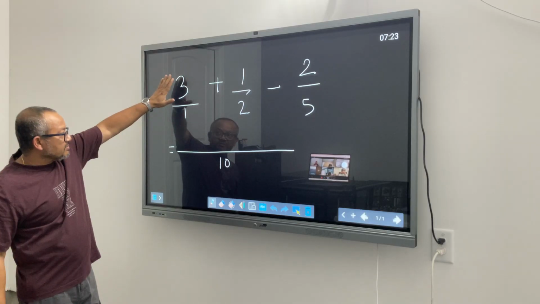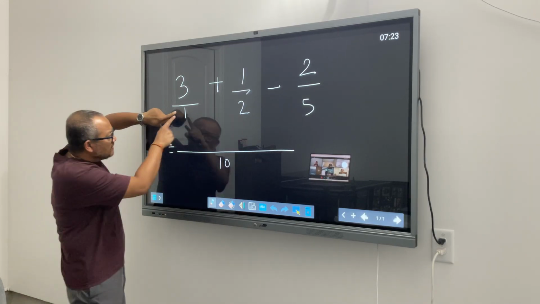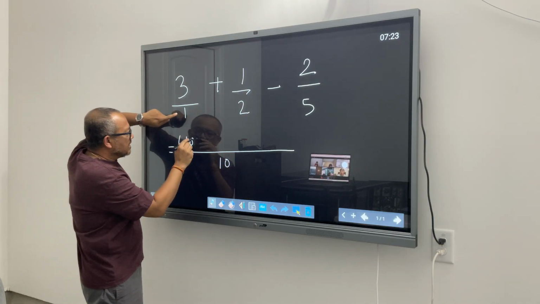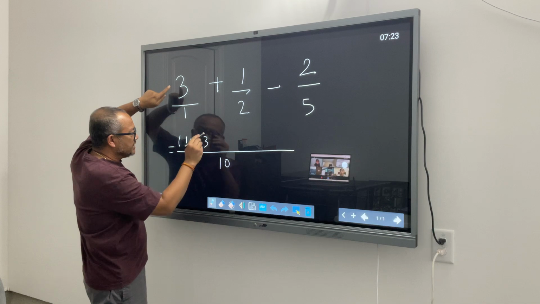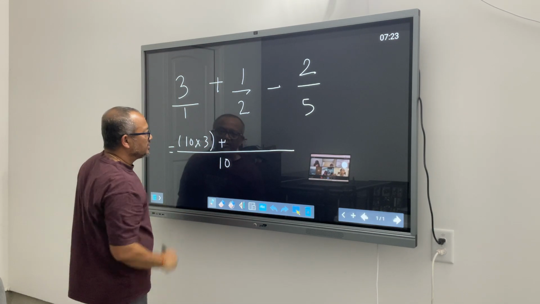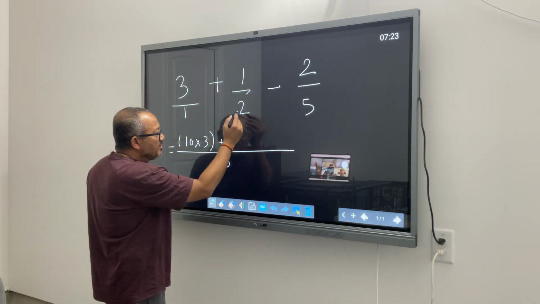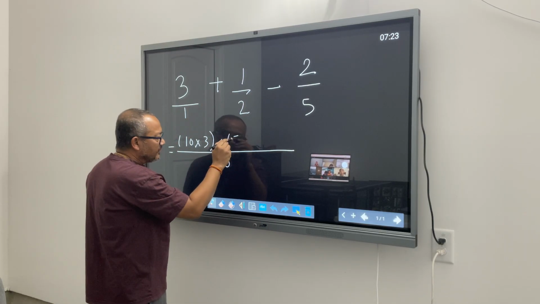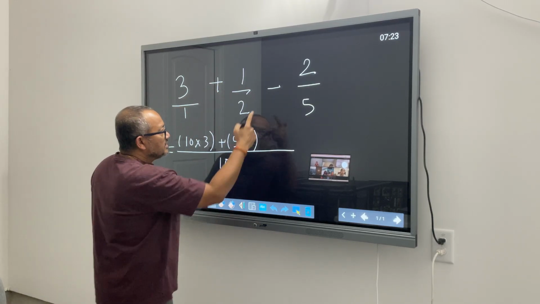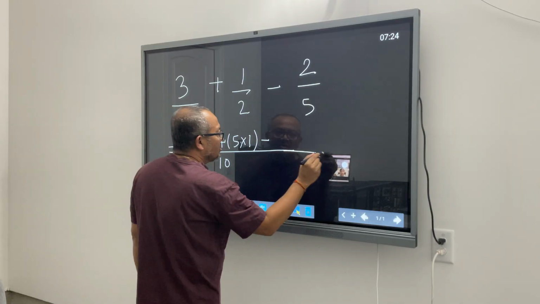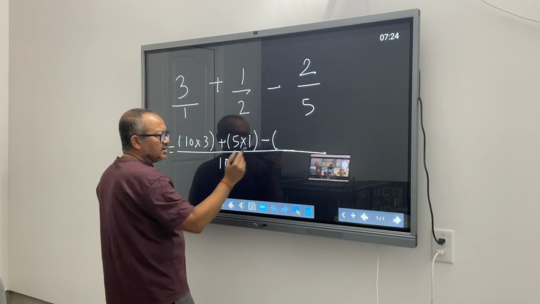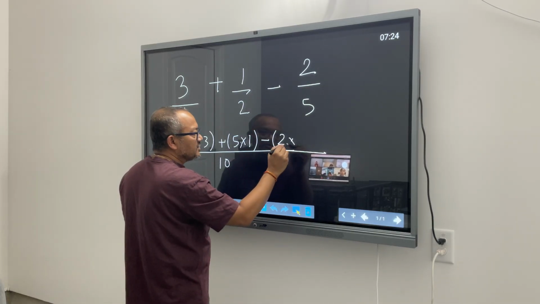Now let's go to every number one by one. How many times of 1 will give me 10? Of course 10. 1 times 10 is 10. Multiply that with the numerator, which is 3. First number is done. Plus. Then we go to this number. How many times of 2 will give me 10? 2 times 5 will give me a 10. Multiply that with the numerator, which is 1. Then I have a minus sign. Come to this number. How many times of 5 will give me a 10? Of course 2. Multiply that with the numerator, which is 2.